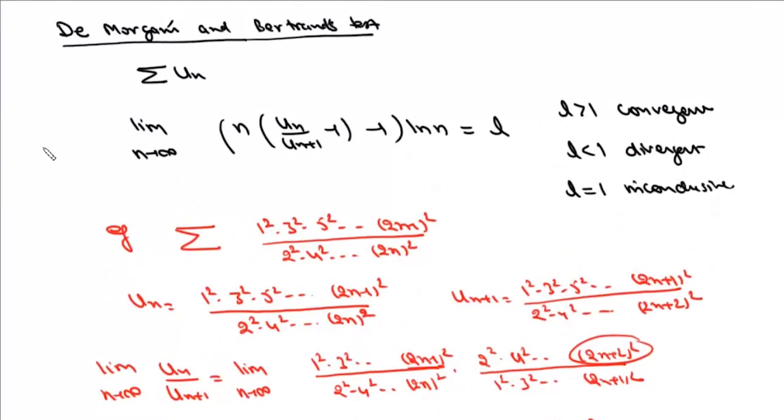So if the ratio test fails, we go to Raabe's test, and if Raabe's test fails, we go to De Morgan's and Bertrand's test. Now an alternative to Raabe's test is the logarithmic test. If the logarithmic test fails, then we can go to something called the second logarithmic test. So now we'll discuss the second logarithmic ratio test.